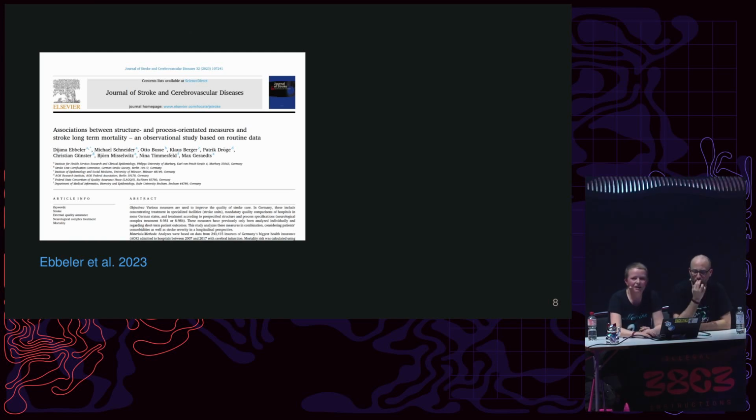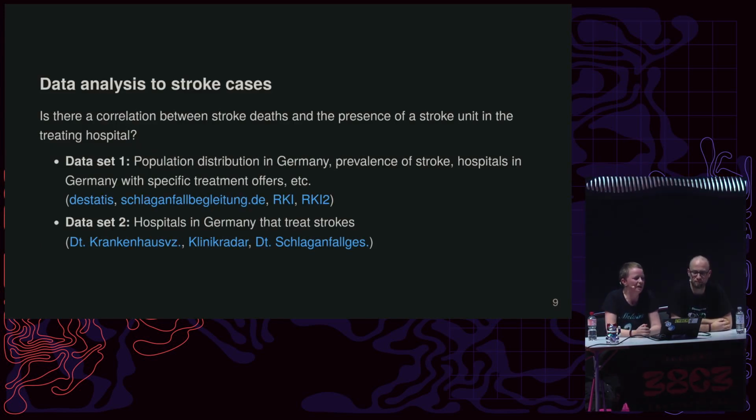And to get the data, we didn't get it. We had no possibility to get original data. We built so-called artificial data sets. I will say a few more words in a few minutes about that. So we built a data set for the analysis of this interconnection between the stroke units and the possibility of death. The first data set is population distribution in Germany, prevalence of stroke, hospitals in Germany with specific treatment offers. And the second data set is a data set about hospitals in Germany that treat strokes with special treatments.